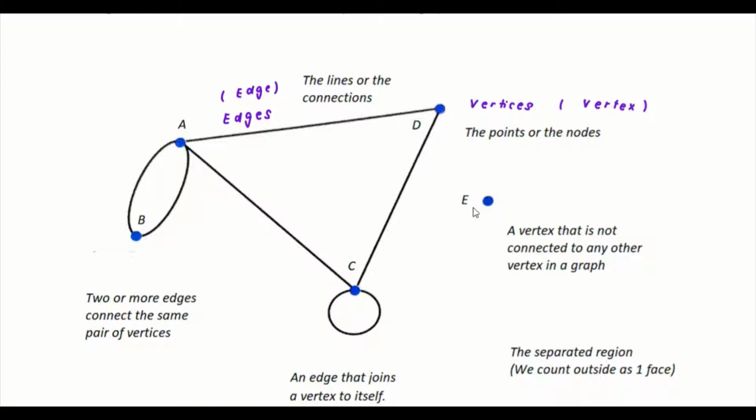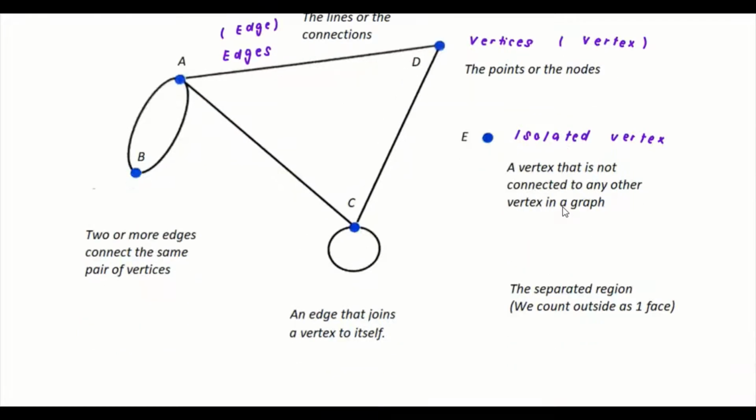So let's start with the point E here. You can see E is a vertex that is not connected to any other vertex in the graph. So it stands alone here and is not connected to any point. This kind of vertex is called an isolated vertex, which means that it is not adjacent to any other vertex, it's isolated.